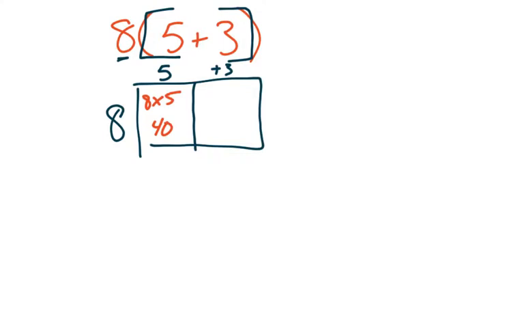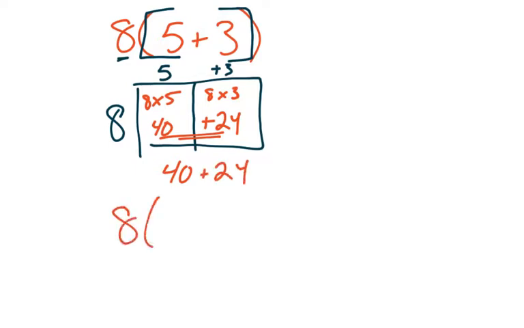Okay, cool. How do you find the area of the next box? Well, you multiply 8 times positive 3. Now, since it's positive, I don't need the positive sign. I can just say 8 times 3. But I do like to keep the positive sign because it helps me remember what I'm supposed to do between the two boxes. So I would add, if I were finding my answer, 40 plus 24 to get that the quantity of 8 times the quantity of 5 plus 3 equals 64.